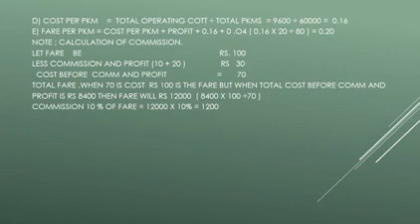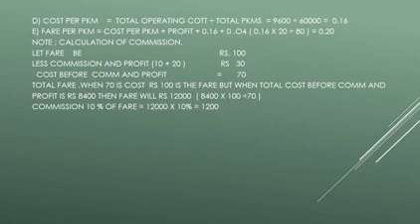That is 8,400 into 100 divided by 70. That is, when 70 is cost before commission and profit, 100 rupees the fare. When 8,400 is the cost before commission and profit, then the fare will be rupees 12,000. So when fare is rupees 12,000, now we can calculate the commission.